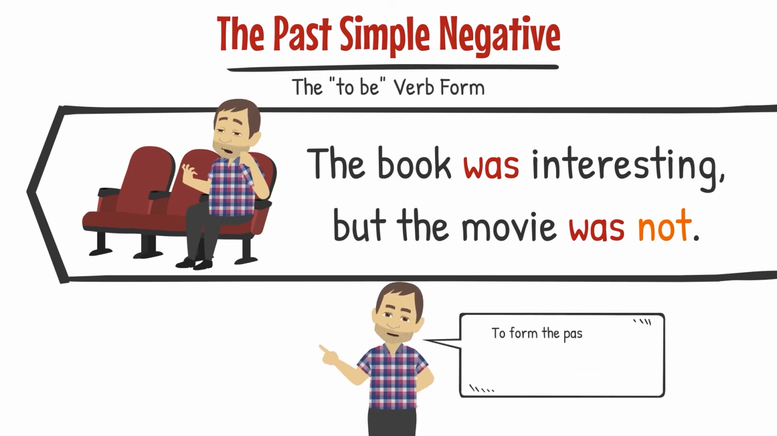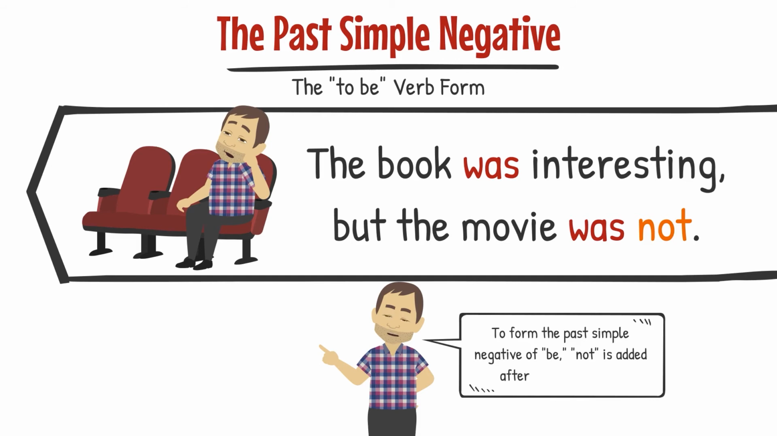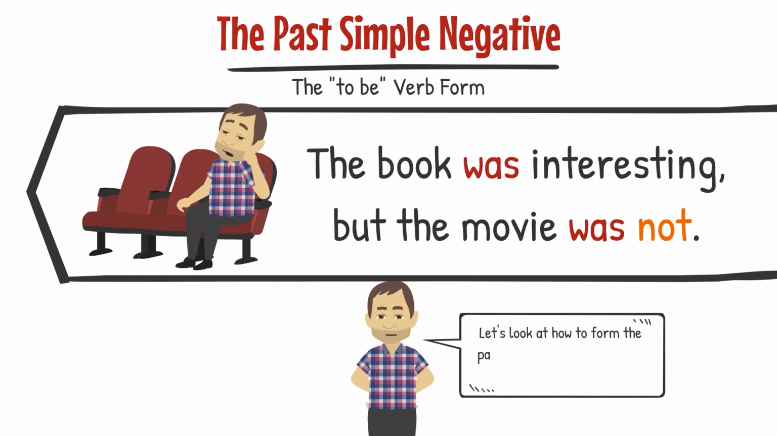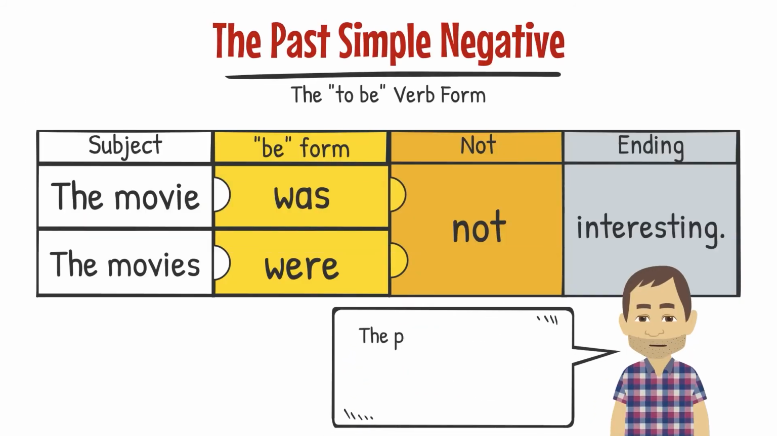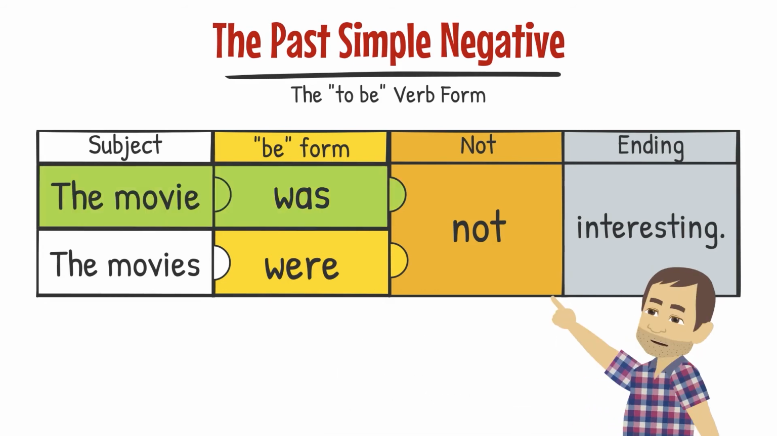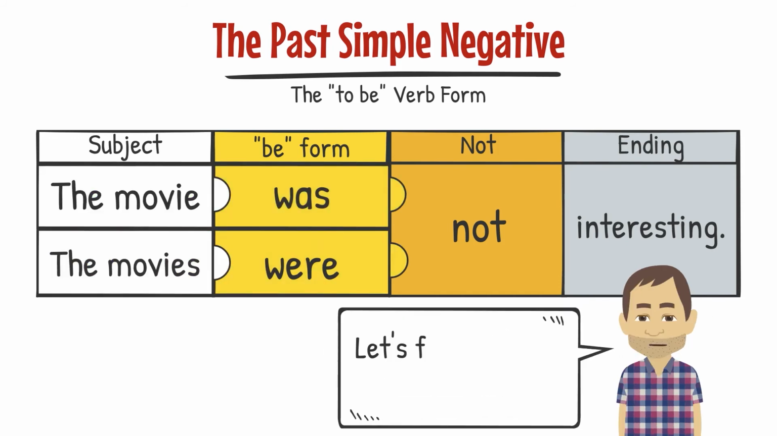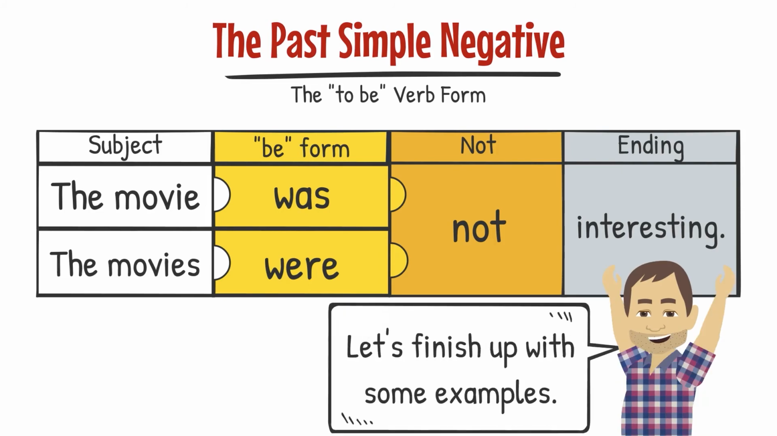To form the past simple negative of be, not is added after was or were. Let's look at how to form the past simple negative with the be verb form. The past tense form of be changes to was or were. The movie was. The movies were. Let's finish up with some examples.